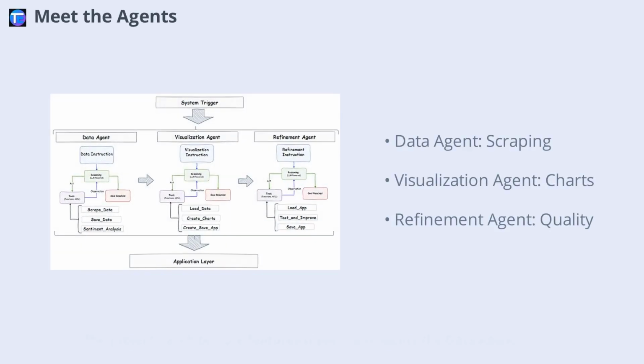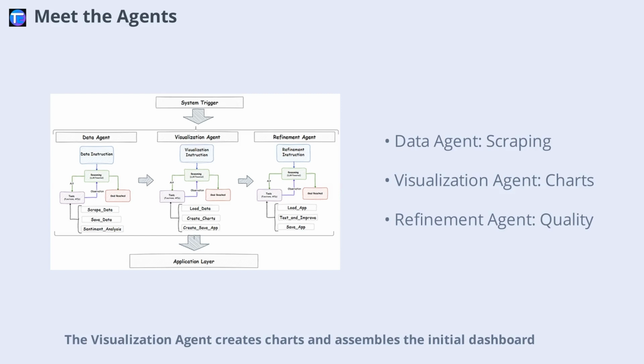The project's architecture features three main agents: the data agent, the visualization agent, and the refinement agent. The data agent scrapes and organizes news headlines. The visualization agent creates charts and assembles the initial dashboard. The refinement agent tests, repairs, and iterates on the dashboard until it's polished and error-free. Together, they form a robust pipeline that delivers reliable, up-to-date insights.